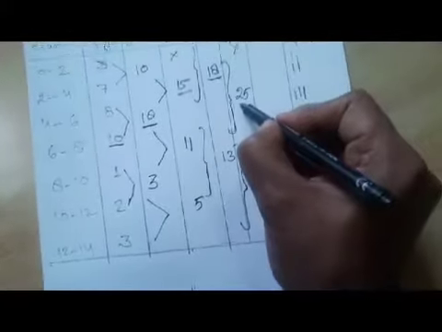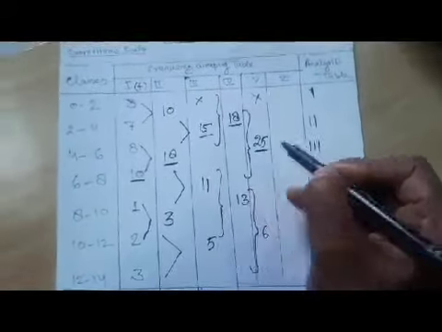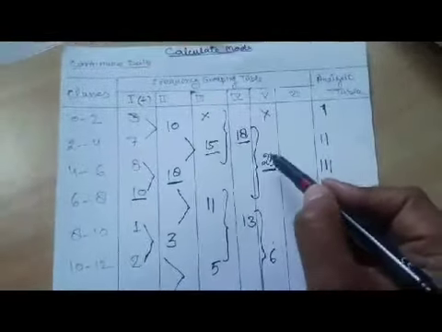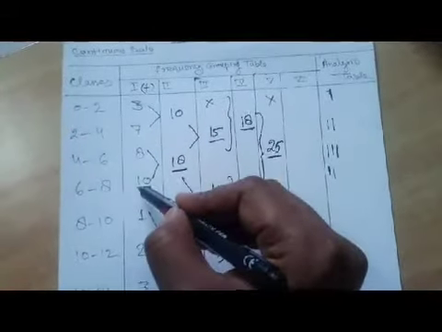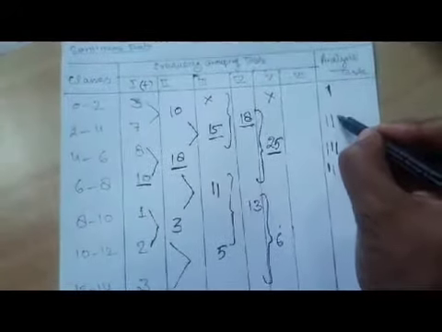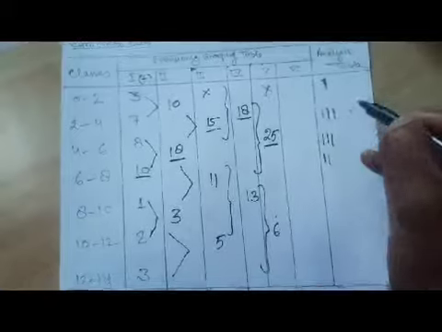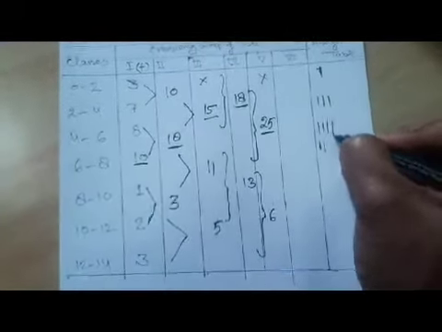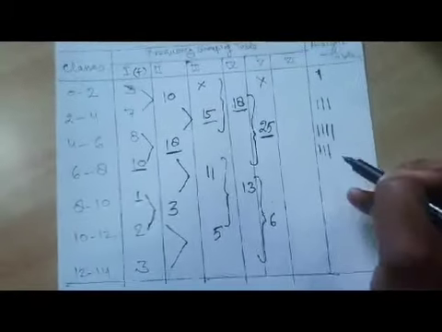So which is the highest value in this column? 25. How is 25 made up of? 7, 8, 10. That means the 2 to 4 class gets 1, the 4 to 6 class gets 1, the 6 to 8 class gets 1.